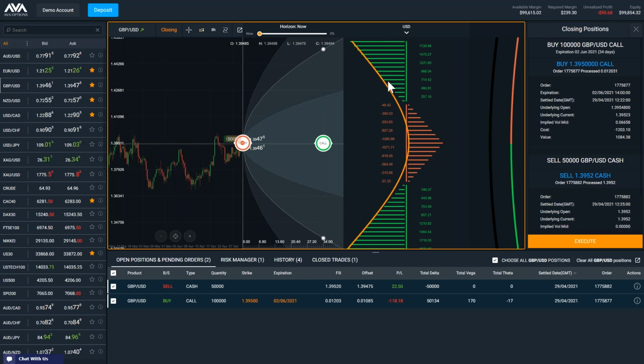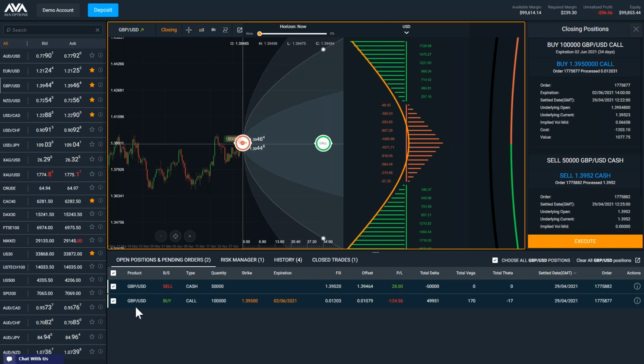P&L. Eventually, if the market moves much higher, the delta of the option is going to go to 100% or 100,000 pounds. We'll still be short 50,000 pounds, so our delta will get up to 50,000. And on the downside, the option delta will go to 0, but we'll still be short 50,000 pounds. So we're going to profit if the market moves much higher. We're going to profit if the market moves much lower.